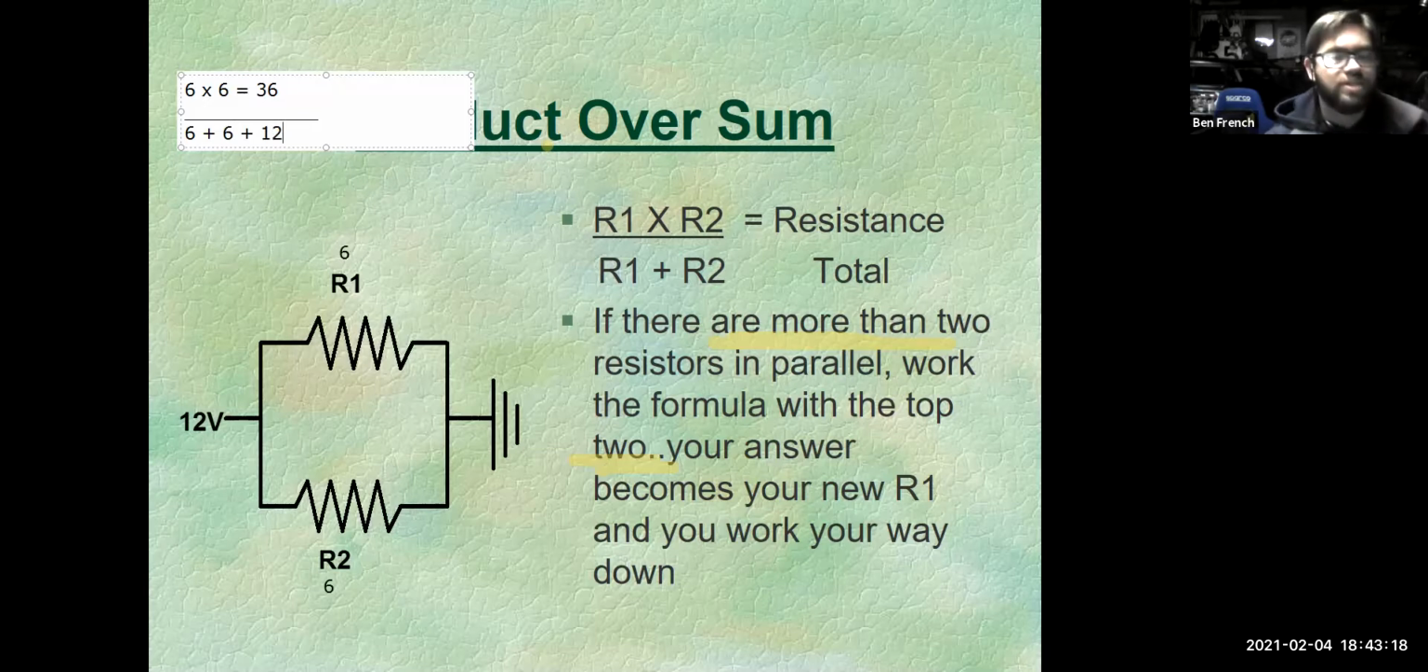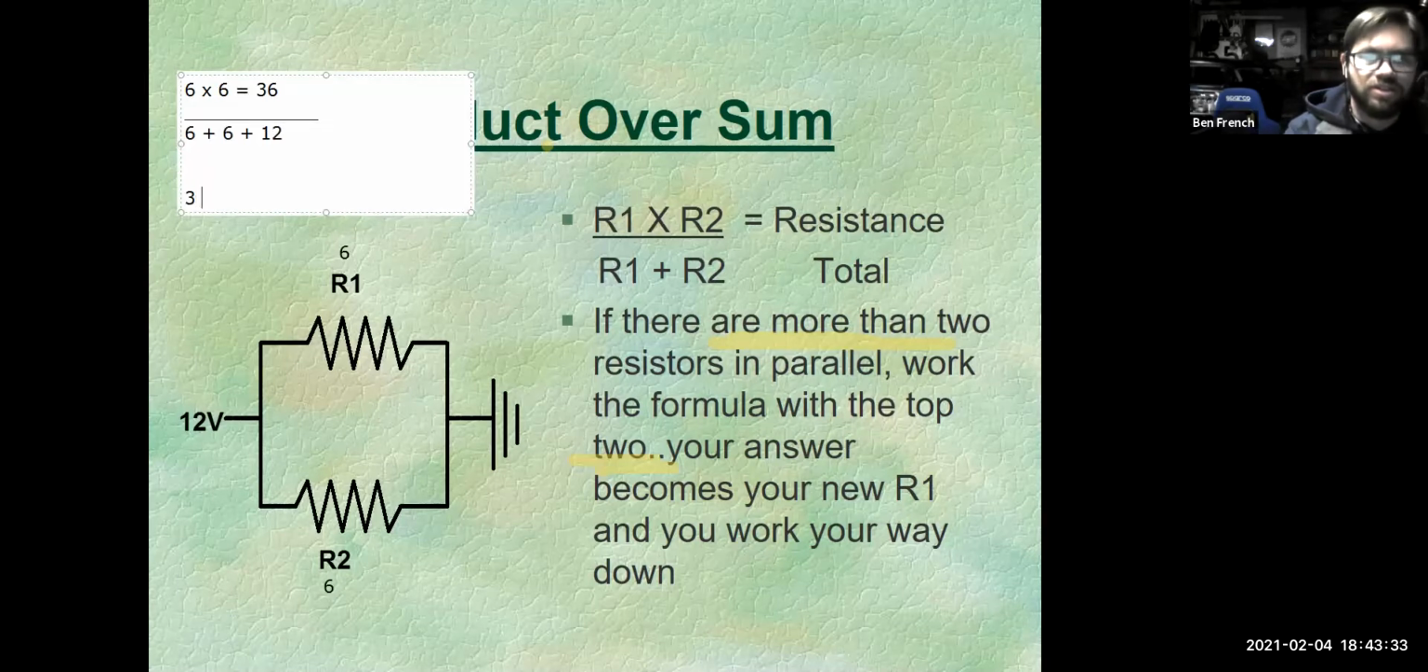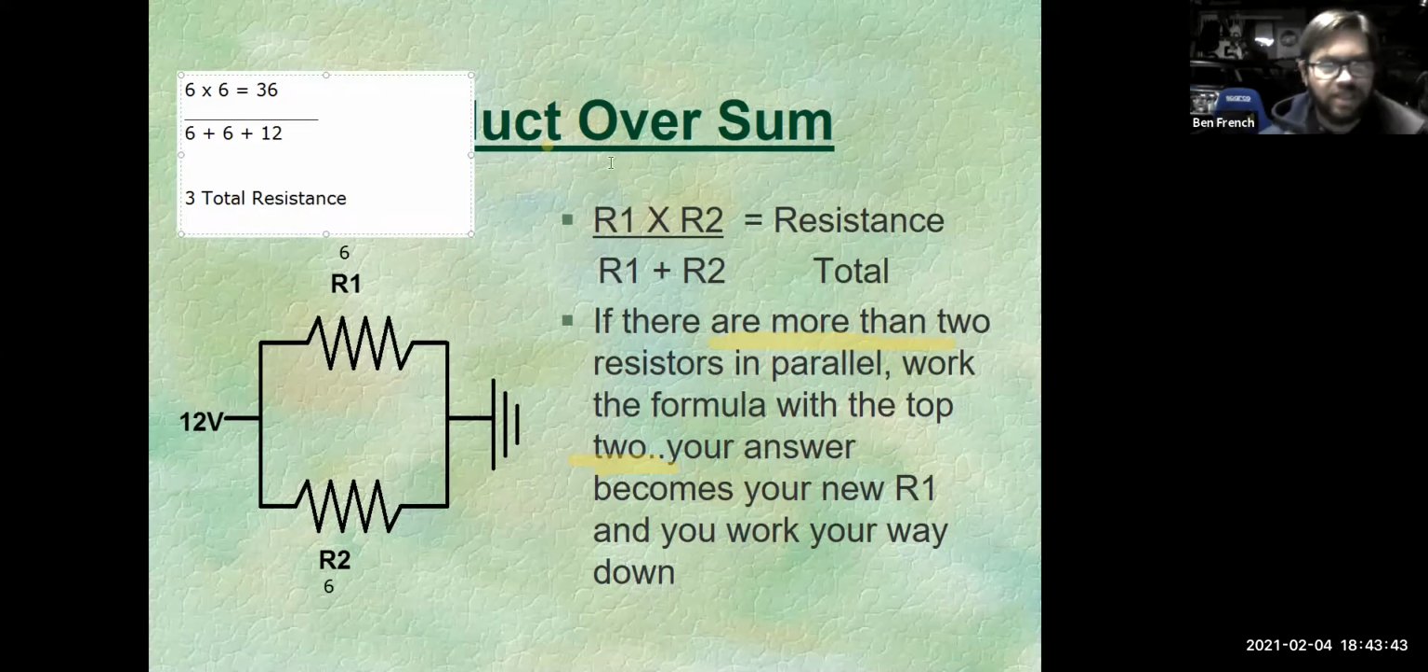Well, what's 36 divided by 12? How many times can 12 fit into 36? It can go in there 3 times. So if I do all this, my answer is 3 ohms. And of course, what are we figuring out? 3 ohms is our total resistance. So the product over sum method does work.